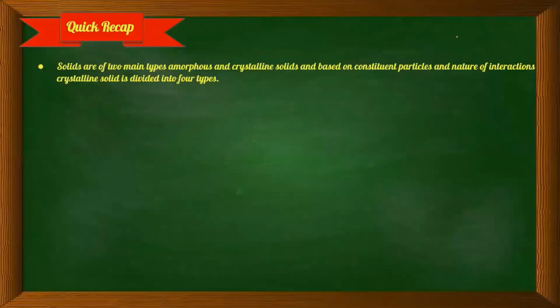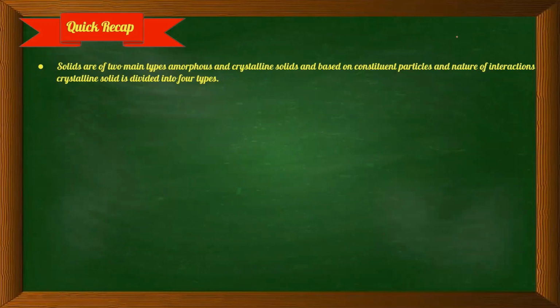Friends, let's have a quick recap of what we have learned till now. We have learned that solids are of two main types, amorphous and crystalline. And based on constituent particles and nature of interactions, we also classify crystalline solids into the four types. Till now, we have discussed it in the previous video. If you haven't watched that video, then please do watch it. Link for that video is in description of this video.